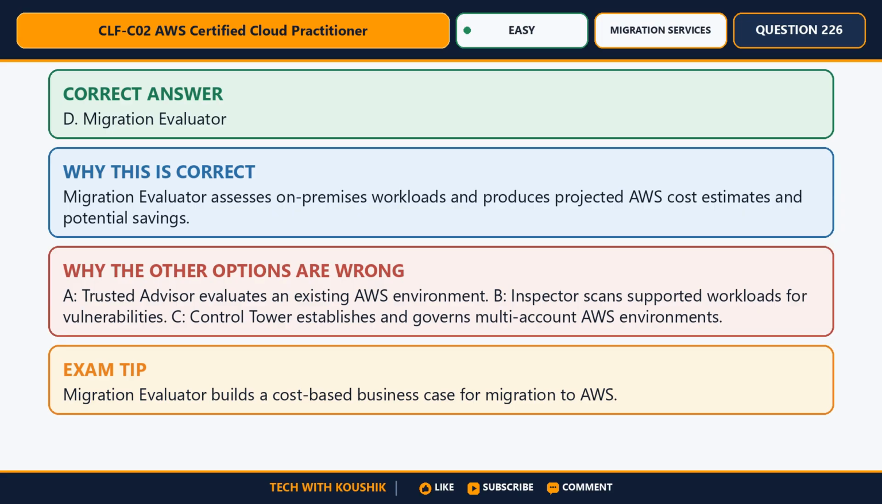A. Trusted Advisor evaluates an existing AWS environment. B. Inspector scans supported workloads for vulnerabilities. C. Control Tower establishes and governs multi-account AWS environments. Exam tip. Migration Evaluator builds a cost-based business case for migration to AWS.